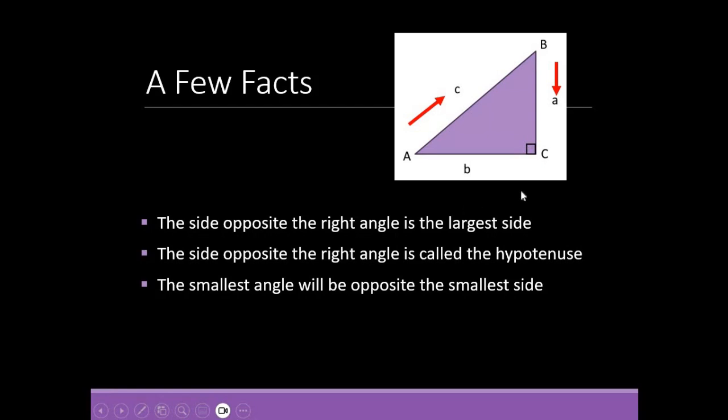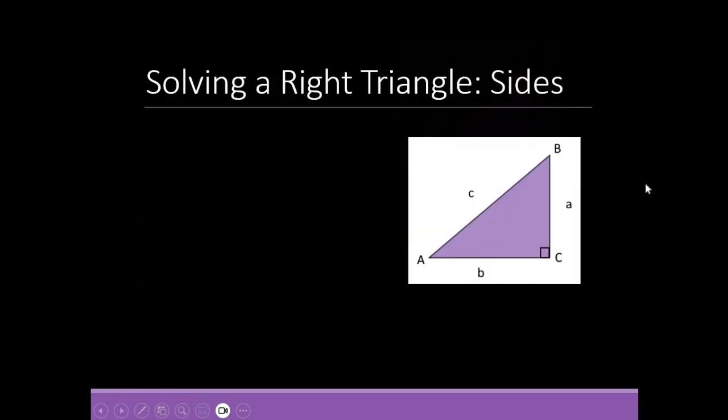And the smallest angle will be opposite the smallest side. That's not always going to be A. It could be B. It depends on the size of these 2 angles. And this may not be completely accurate for this triangle. It looks like A is the smaller side. But whenever you're looking at a right triangle, the smallest angle will have the smallest side, and vice versa.